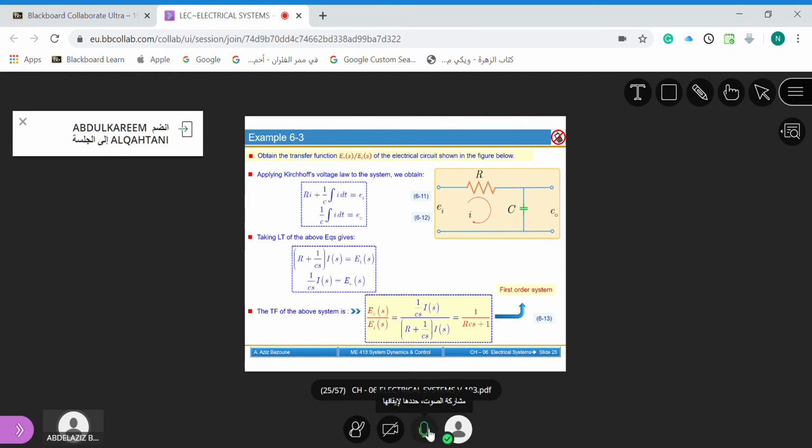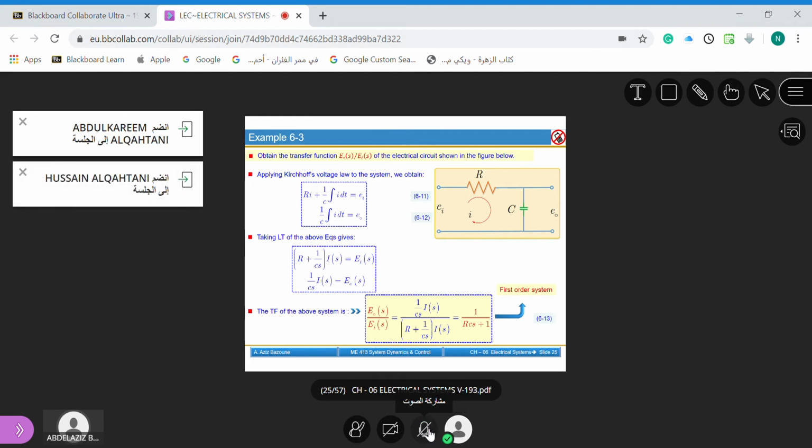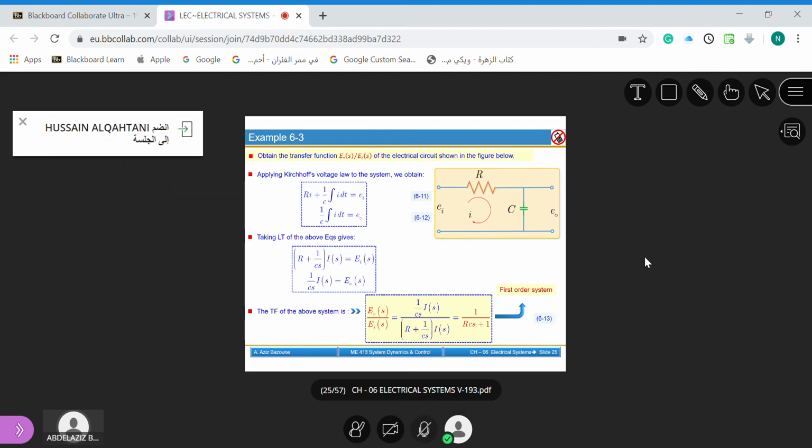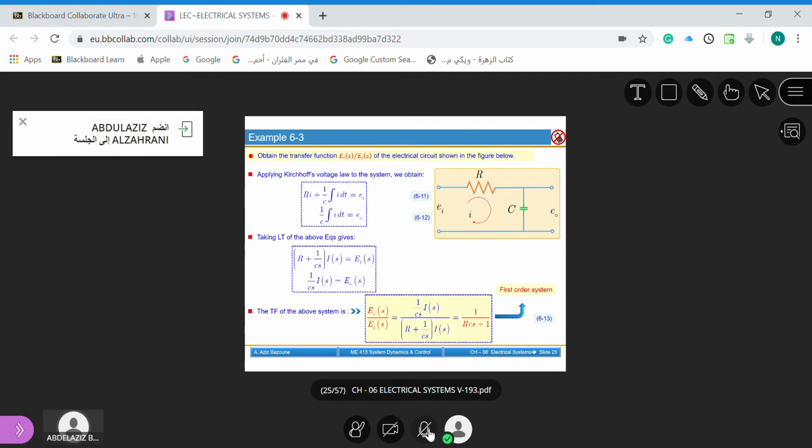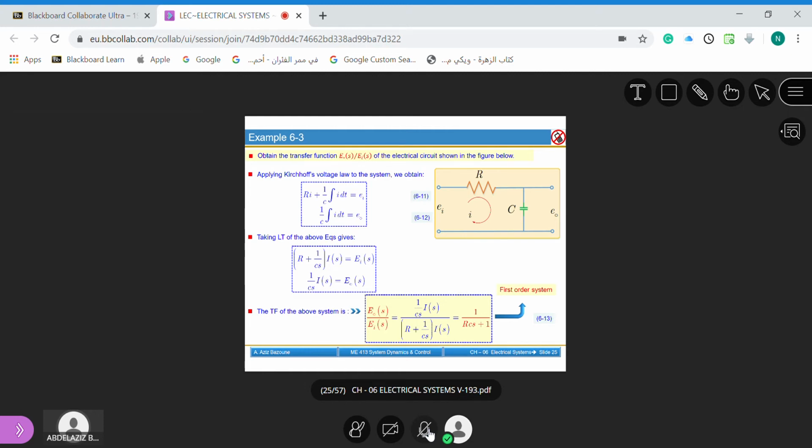Today we will continue our lecture that started yesterday about the electrical systems. We will continue modeling the electrical system. Yesterday we saw the electrical elements that we defined as resistor, capacitor, and inductors. And we defined also the rules that we are going to use to find the electrical models.